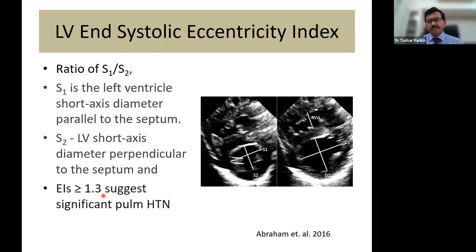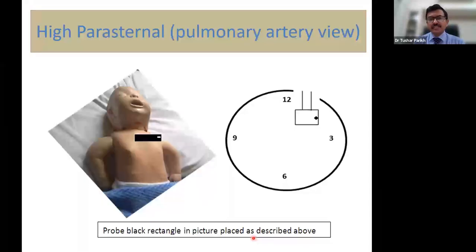significant pulmonary hypertension. Again, these are newer studies, more applicable in adults. People have started using it in the newborn and trying to derive values. So these values they have derived in the neonatal population, Abraham et al. Again, these are newer ones, and we are not using them so often. So this is the LV end systolic eccentricity index.